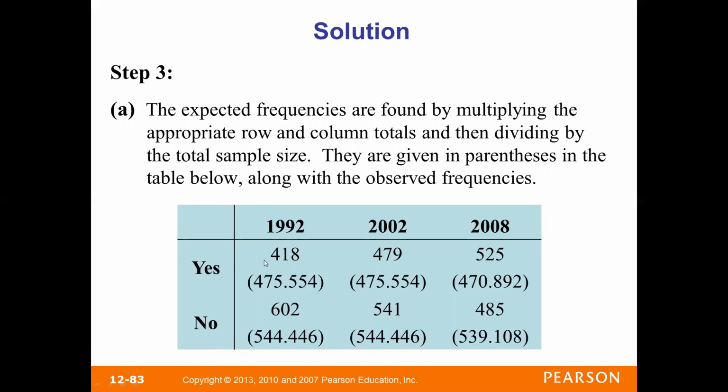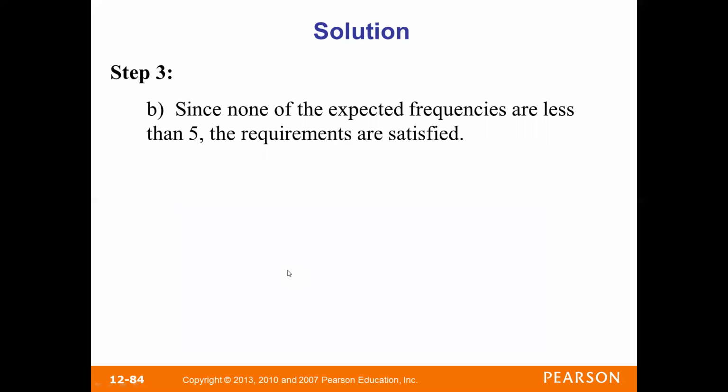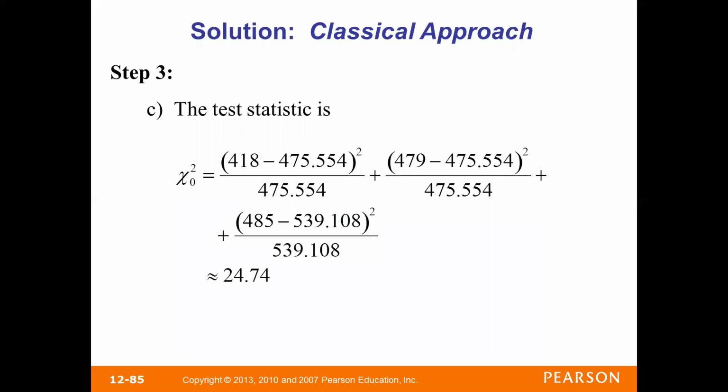So we can still do an expected count for each one of these cells by looking at a row total times a column total divided by the total number surveyed in all 3 years combined. This gives us the observed value and the expected value. From that, we can then calculate our test statistic by taking observed minus expected squared over expected, and then adding all of those up. So there'll be 6 different expressions we'll need to add up, just like what we did in the first example.